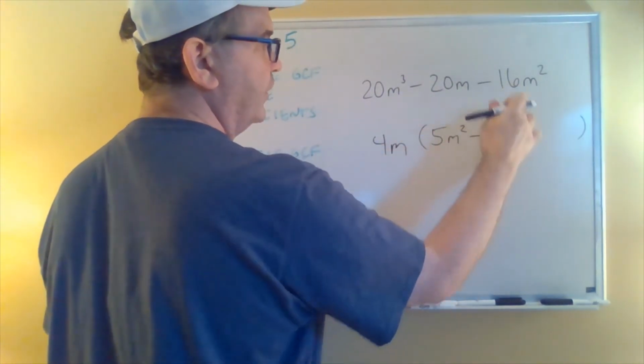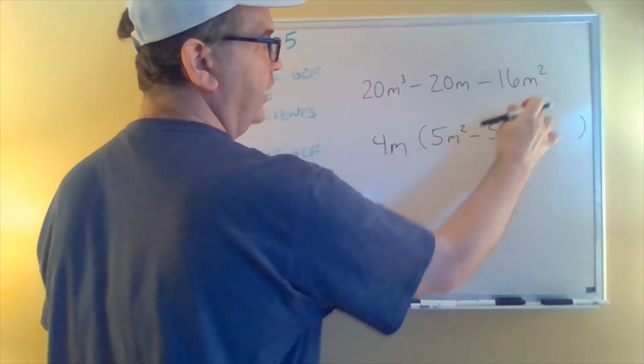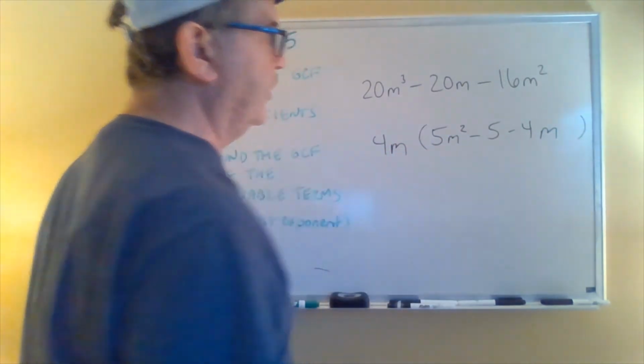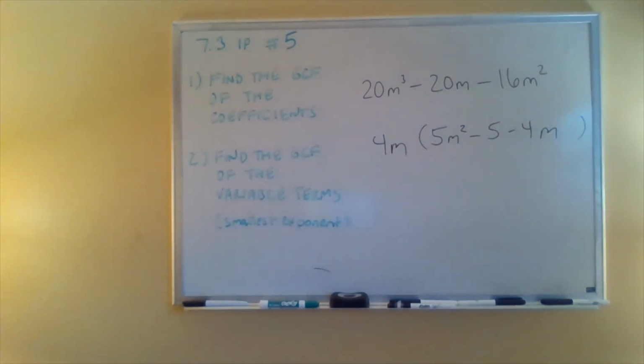And 4 into 16 is 4. And now when I take m out of m squared, I am left with a single m. So there's my answer to number 5, which is 4m times 5m to the 2nd minus 5 minus 4m.